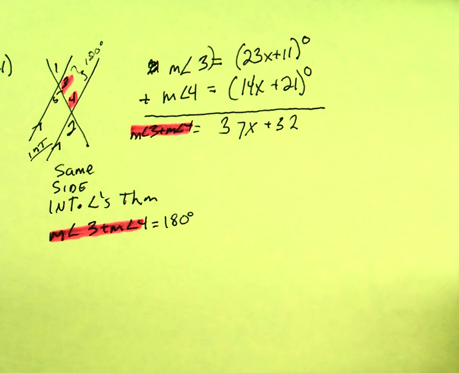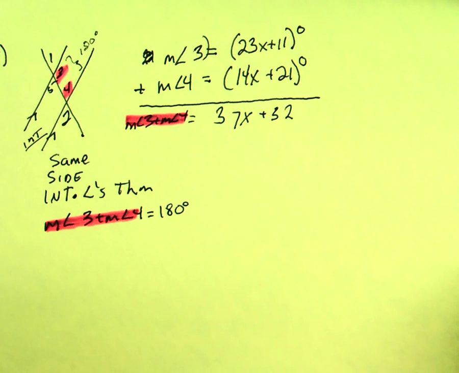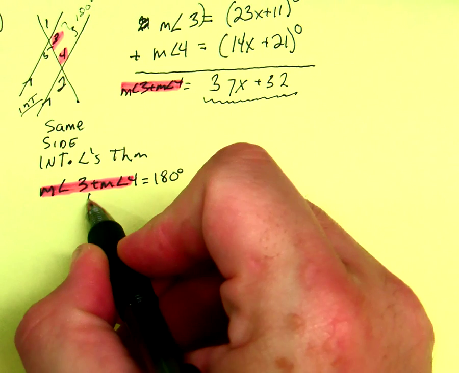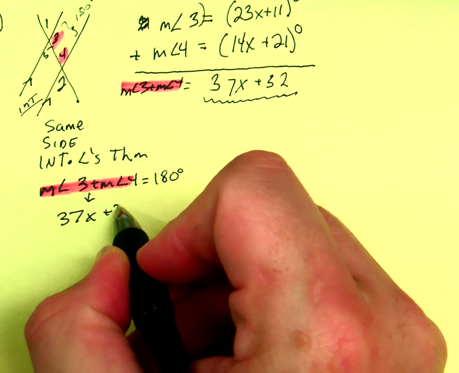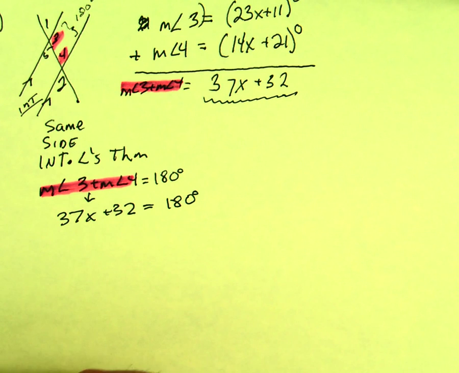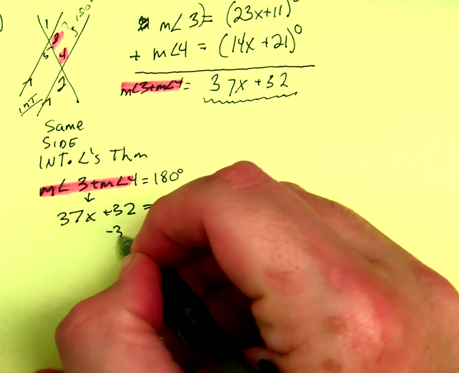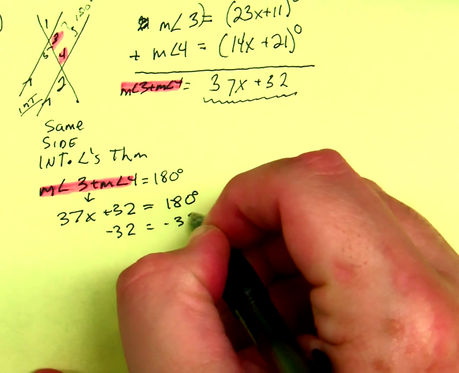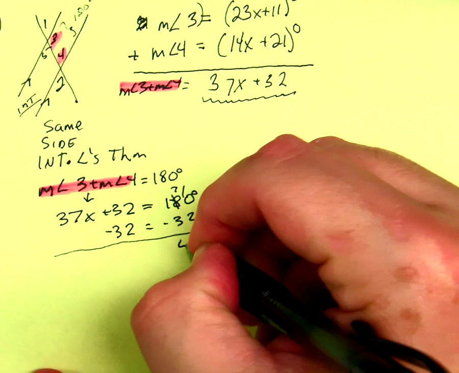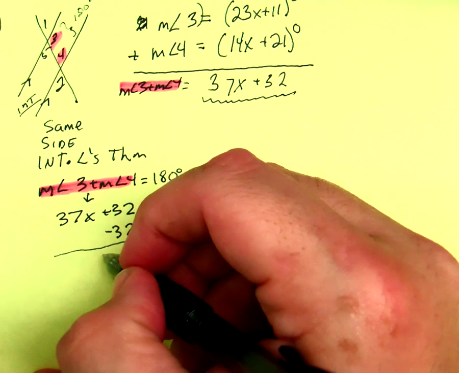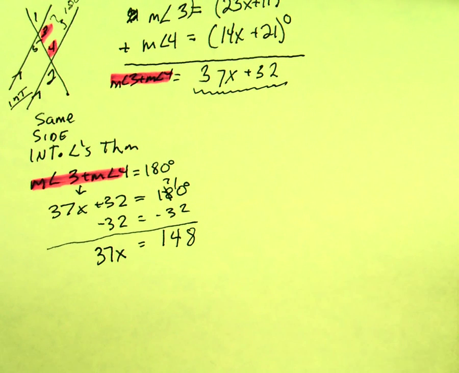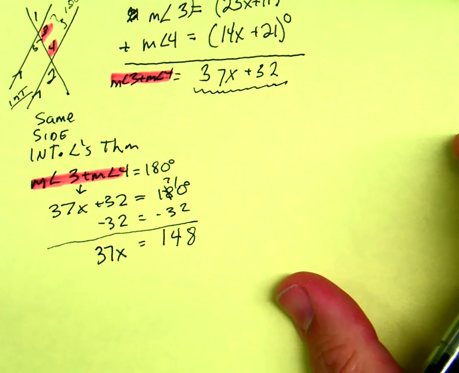Oh, and that highlighter is just fantastic with that. So what I'm going to do now is I'm going to take this and just put that in for here. 37x plus 32 is equal to 180. And now we have to solve this. Subtract 32 from both sides. Alright, now I have this nasty thing, 37x is equal to 148.